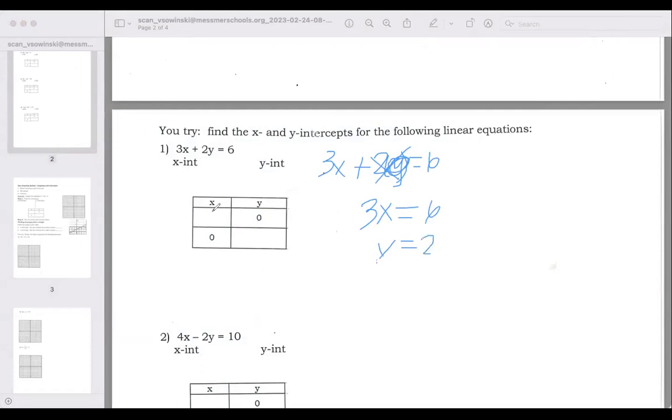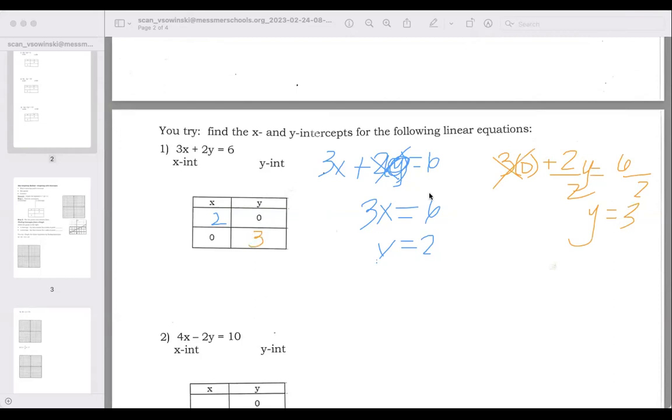Okay, so put that in your t-chart. That is your first intercept. Next, same thing, but now we're going to put in our x equals 0. So 3 times 0 instead of 3x plus 2y equals 6. So my 3 times 0 cancels. I'm going to divide by 2. And then I'll get y equals 3. And that's going to go in here. And so I have now my t-chart completed.